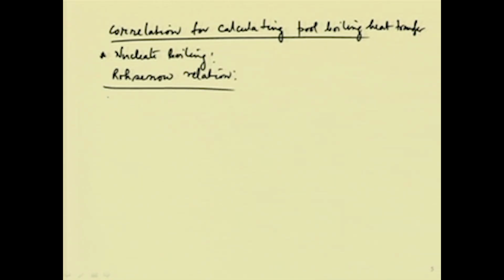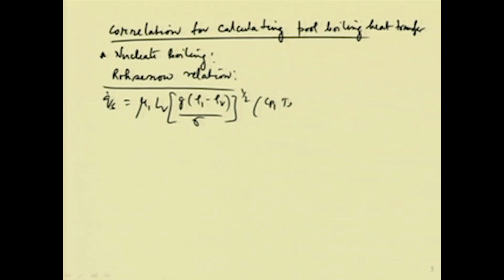According to the Rohsenow relation, Q dot S, that is the heat flux, equals mu L into L V into G into rho L minus rho V by sigma, whole to the power half, and C PL into T excess temperature by C SF, the constant, L V into Prandtl L, whole to the power n. Okay. So, this whole to the power 3. So, this is the Rohsenow relation, and here the different parameters are given like this: Q dot S is called heat flux in nucleate boiling.